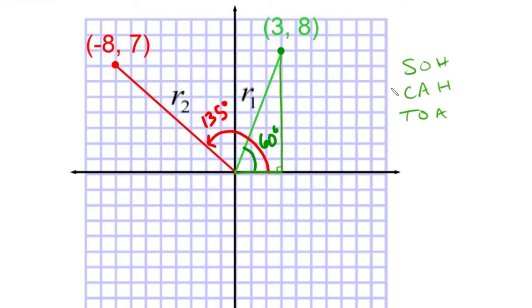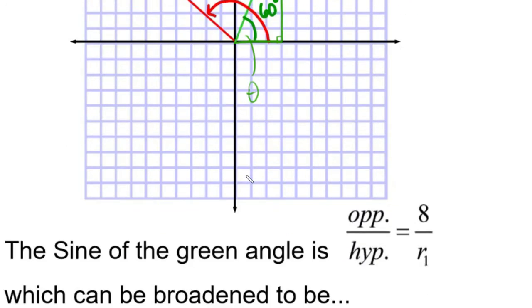In a right triangle, the sine of an angle is opposite over hypotenuse, the cosine is adjacent over hypotenuse, and the tangent of an angle is the opposite side length over the adjacent side length, right? So if this 60 degrees is our theta, then sine of the green angle, so sine of theta, is equal to opposite over hypotenuse, right?